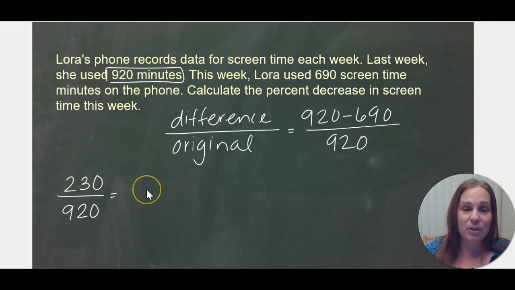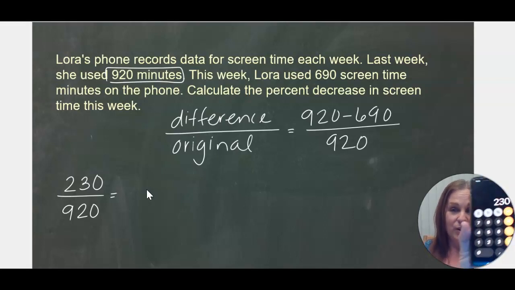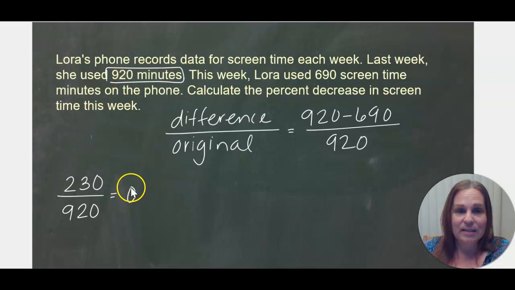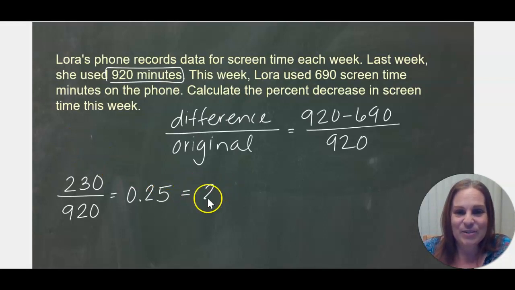And we're pretty much done, but we need this as a percent, right? So now we're just converting fraction to decimal to percent. So let's make it a decimal first. We're going to divide. 230 is already on my calculator, so I'm going to divide that by 920, and I get 0.25. If I say the proper name of that decimal, it would be 25 hundredths. Hundredths means the same thing as percent. So this is 25%.